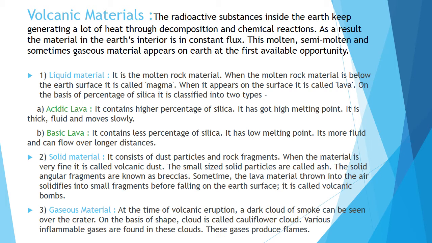Gaseous material. At the time of volcanic eruption, a dark cloud of smoke can be seen over the crater. On the basis of shape, the cloud is called a cauliflower cloud. Various inflammable gases are found in these clouds. These gases produce flames. Because of gaseous substances, a large amount of smoke and poisonous gases is created, and the clouds are very dark and have the shape of a cauliflower. They release highly inflammable gases which produce flames.